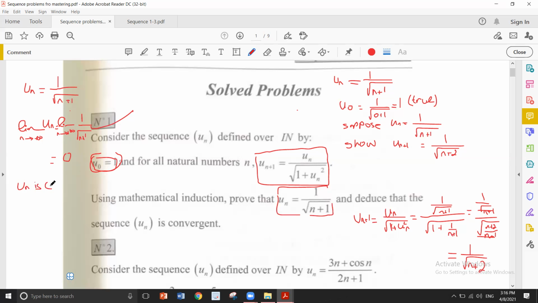Teacher, when do I do this? If the sequence is in this form, the first form I make it with L, but whenever it contains n, I replace n by infinity and we get the result. When is it convergent? When the limit equals a constant number, it becomes convergent.